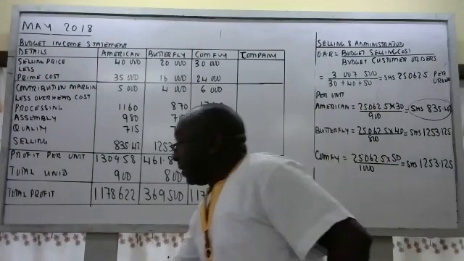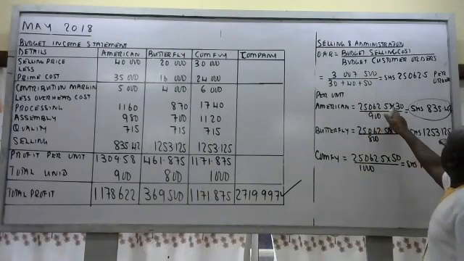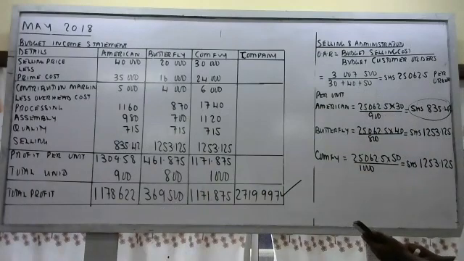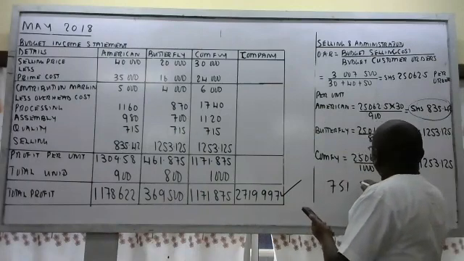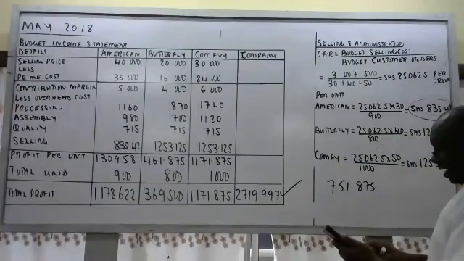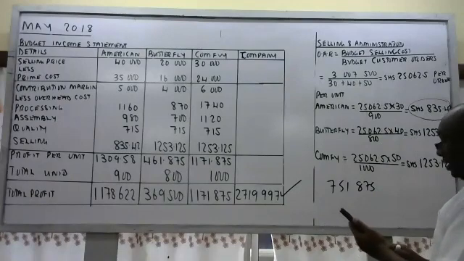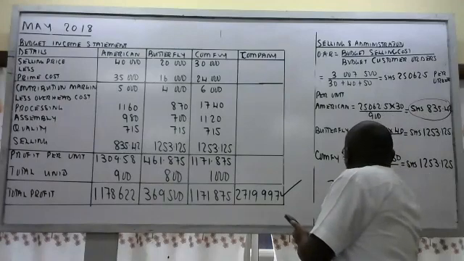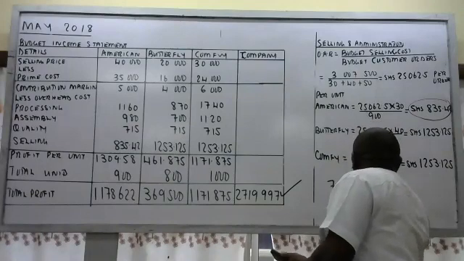And if you want to jog your mind kidogo, although this is not very important for the exam, if you take this times 30, ukisema 25,062.5 times 30, it is giving you 751,875. Then you take this 835.42 times 900, you get 751,878, and the difference is 3 shillings.